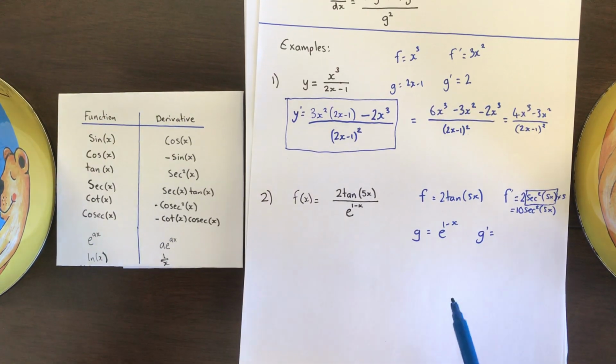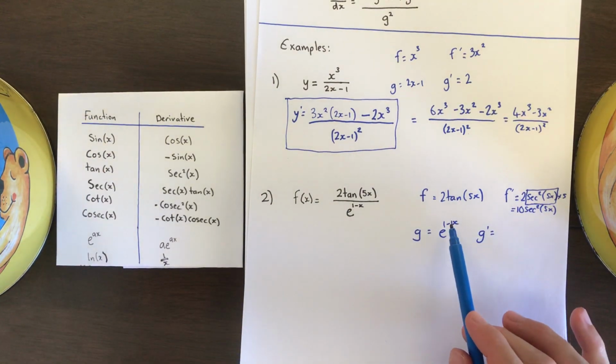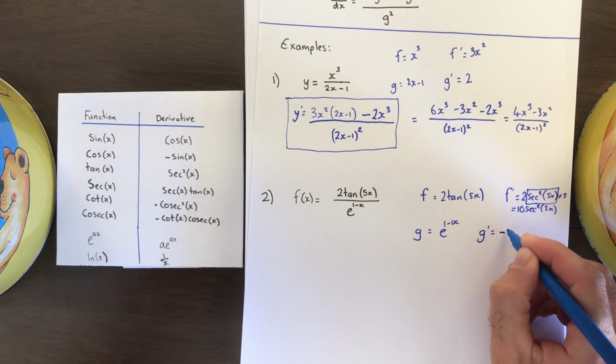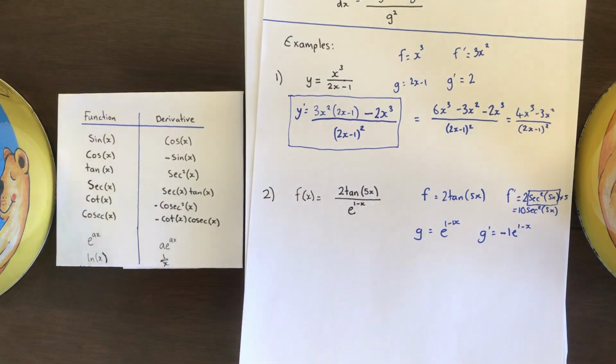Differentiating 1 minus x. Remember there's like a 1 here. 1 goes away. Negative 1x would differentiate to be negative 1, so it's going to become negative 1 e to the 1 minus x, or just negative e to the 1 minus x.